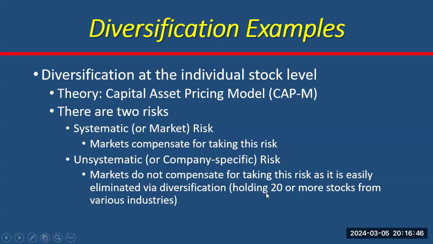Somewhere around 20 stocks, if you make sure they're from various industries, you're almost completely eliminating your unsystematic risk. It's not hard to do. In one phone call to Vanguard, you can eliminate 100% of your unsystematic risk by buying a stock portfolio. Pretty easy to do.